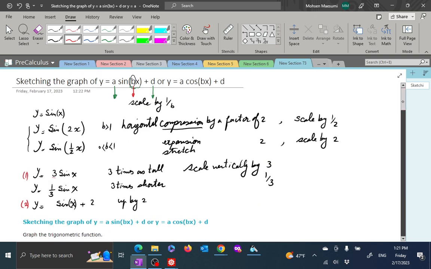So what we learned is that there are 3 actions. B is horizontal scaling, A is vertical scaling, and D is a vertical shift. So 3 actions, and of course, if you want to make it even more complicated, you can have a C inside, and that would be the last of all this type of exercises.